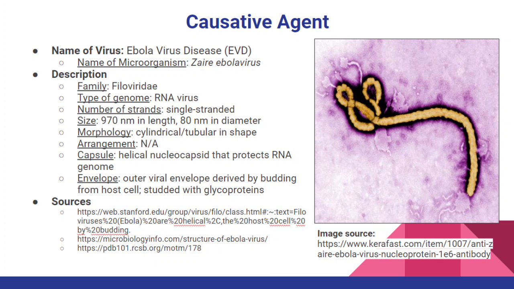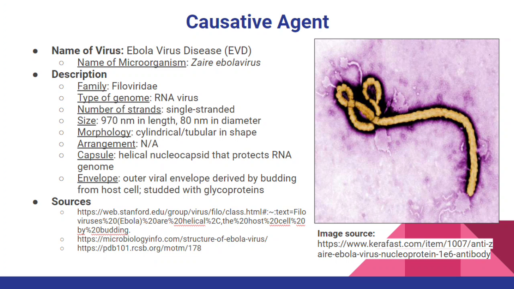Now, the Zaire Ebola virus belongs to the family Filoviridae, which is a family of viruses that are single-stranded and whose genome is RNA. The size of the virus is approximately 970 nanometers in length and 80 nanometers in diameter. Its morphology is cylindrical or tubular in shape, as you can see in the picture on the right, and it does not have an arrangement, as this is applicable to bacteria, not viruses. And since it is a virus, it has a capsule, specifically a helical nucleocapsid composed of several types of proteins that protects the RNA genome.